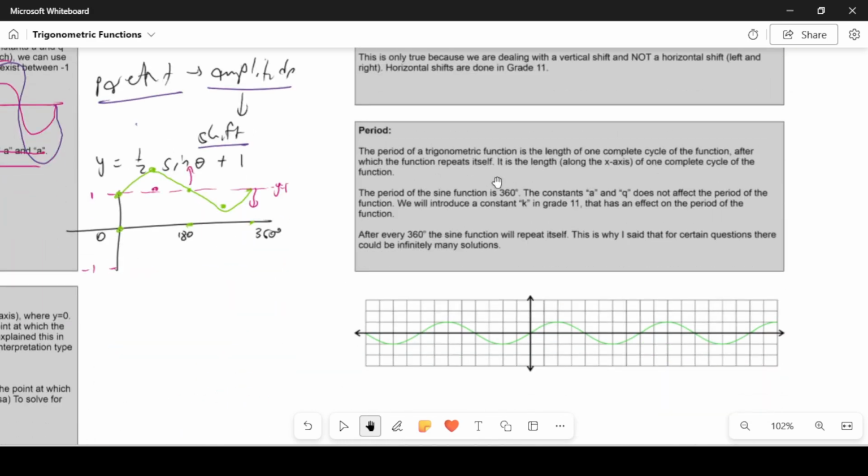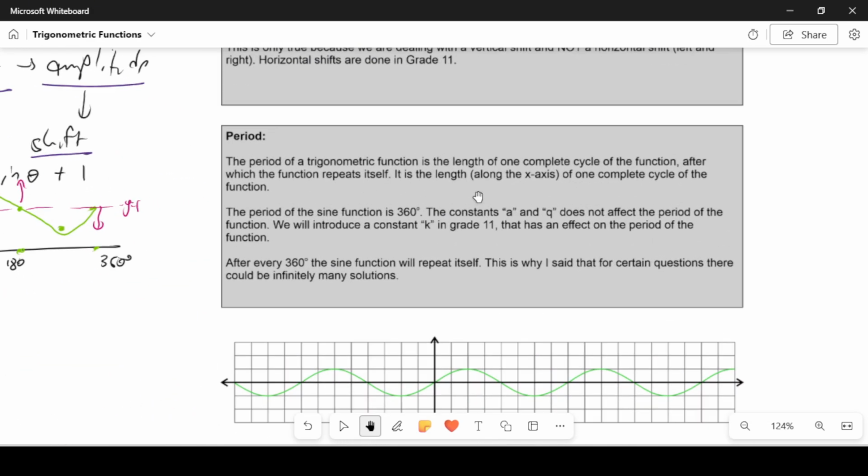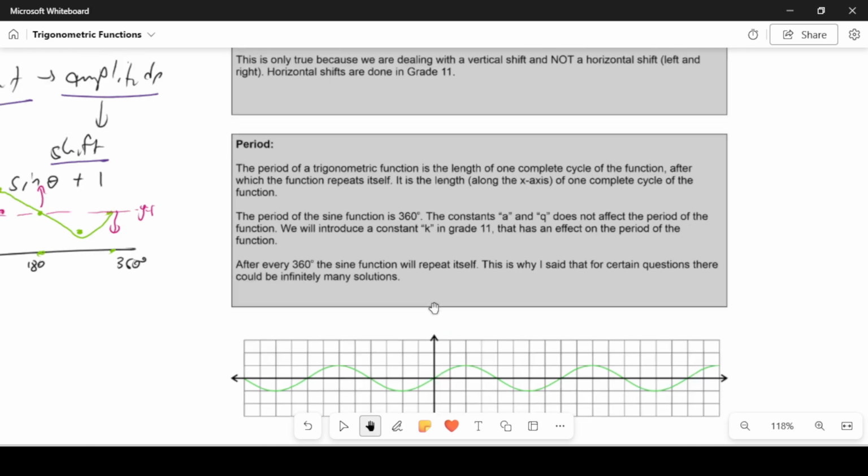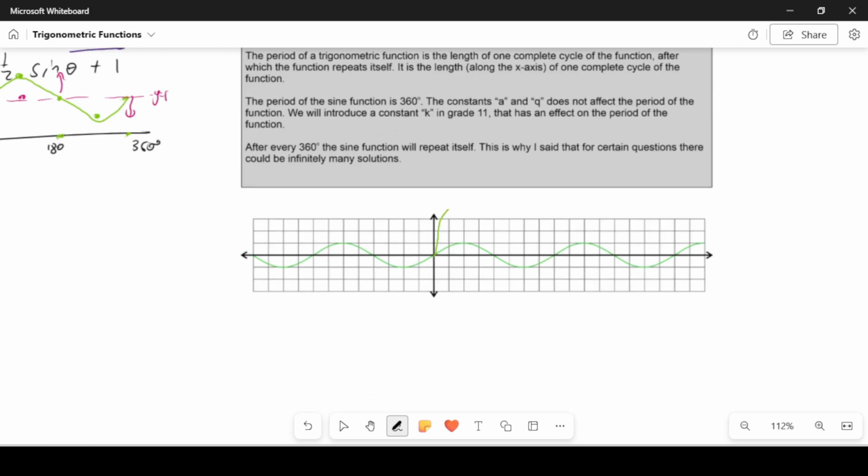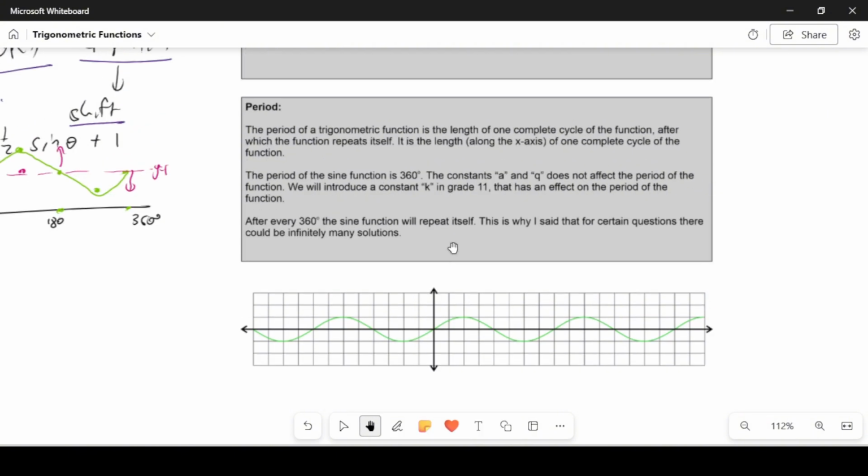Okay. And then the period of the sine function, even in a more generalized form, will still be 360 degrees because the pattern will still repeat after that. So I can take this function and stretch it up this way, but the function still repeats itself after 360 degrees. So the a and the q value will not affect the period of the function. Therefore we say it'll still be 360 degrees.